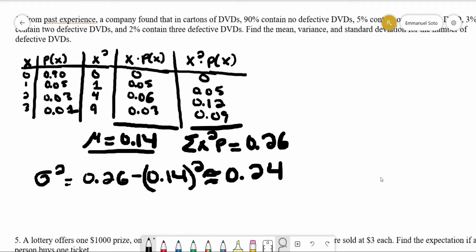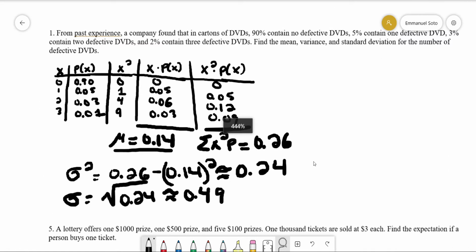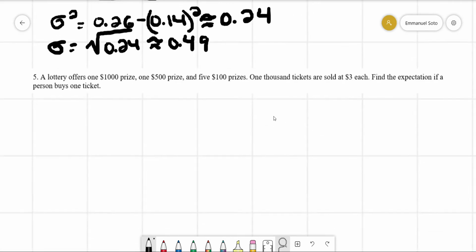So now we have to do the sigma, which is going to be the square root of 0.24, which is approximately 0.49. And that's going to be our standard deviation. So that's it for that one. So we are done with number 1.